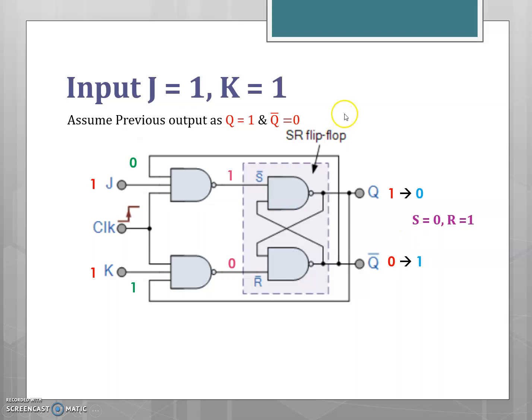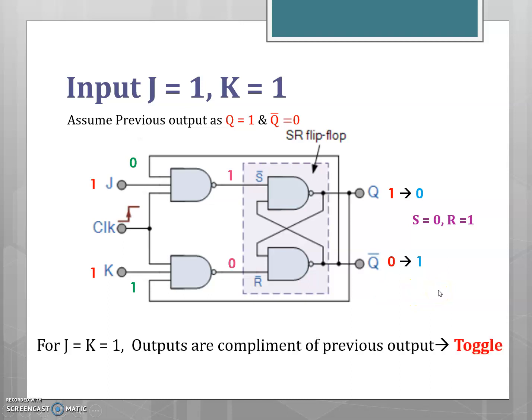If I assume the previous output as Q equal to 0 and Q bar equal to 1, I will be getting here Q will be 0, so now the new output will be equal to 1. And the older value Q bar is 1 and the new value will be equal to 0. So for J equal to 1 and K equal to 1, the outputs are the complement of the previous output. So it represents the toggle condition. I can assume the previous output as either Q equal to 0 or Q equal to 1. If you go with any of the cases, the output will be the complement of the previous output.